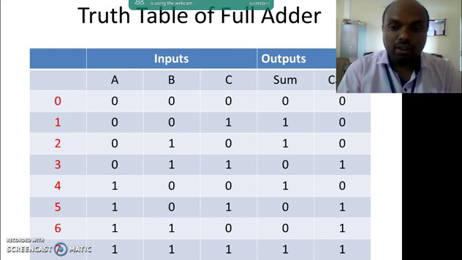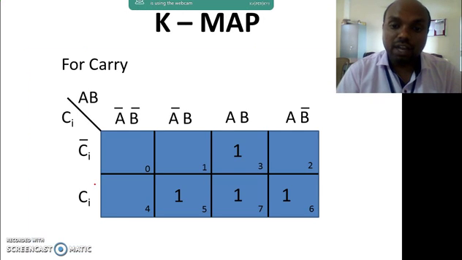So here, if we clearly see where ones are the output in the case of a carry, at which combination they are. If we see here, in this case, it is for 3. And the next case is 5. And the next combination case is 6. And the next combination case is 7. So, if we write these ones at those particular places in the K-map, this forms the K-map for carry.